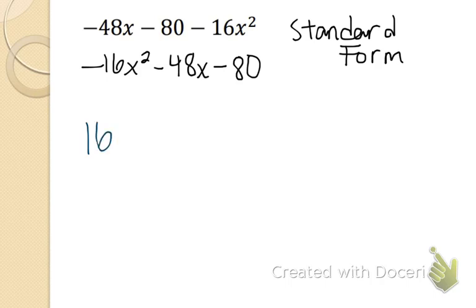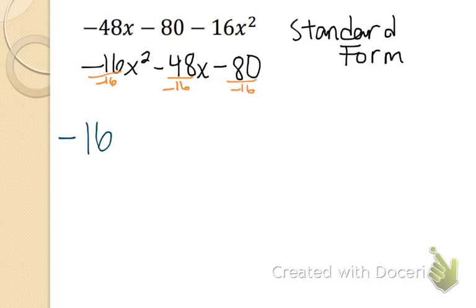What else? Is there anything else we can take out? Do they all have x's? This has an x, this has an x, this one doesn't. Nope, not all of them have it. What all of them do have is a negative sign. So not only are we going to factor out a 16, we're going to factor out a negative 16. So that means that every single one of these is going to be divided by negative 16.